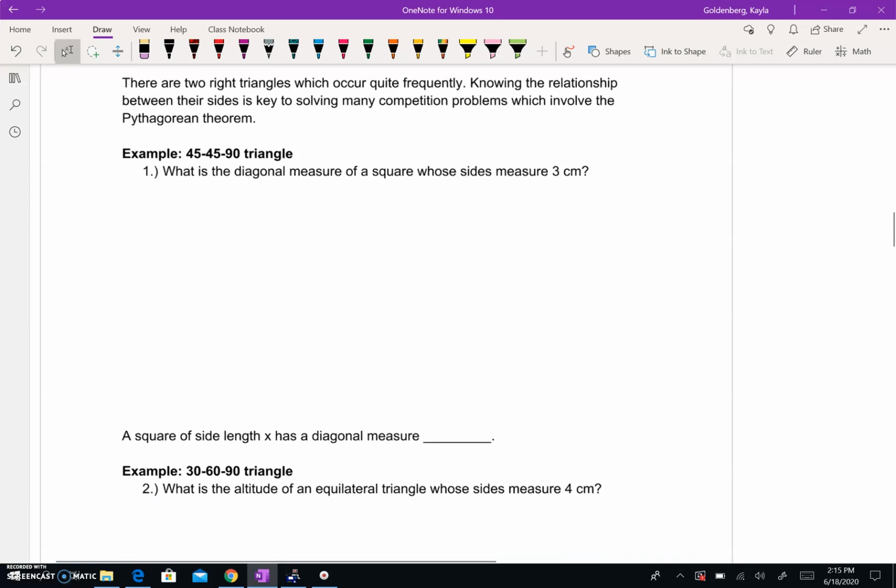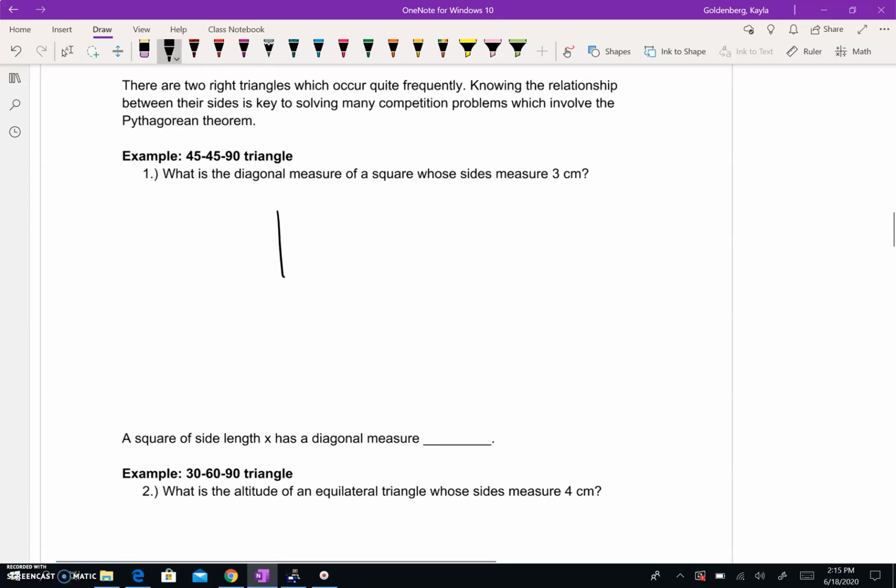So what is the diagonal measure of a square whose sides are 3? So here's a square, 3, 3. We're looking for the diagonal.